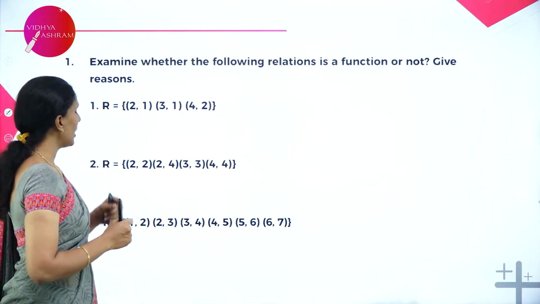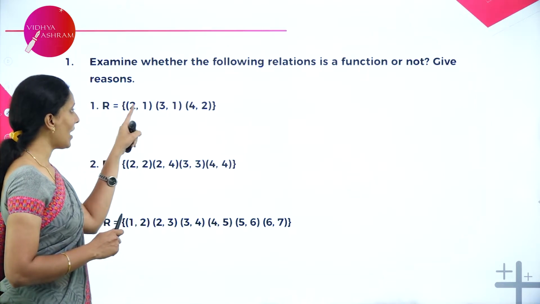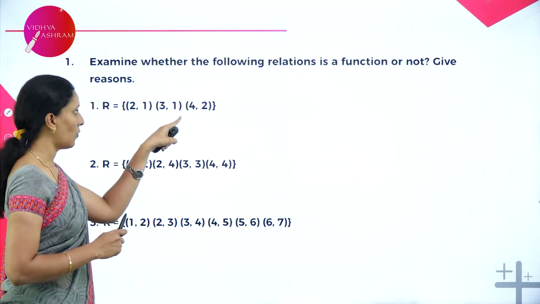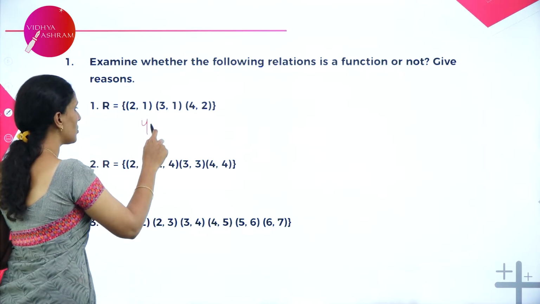So we have the relation set {(2, 1), (3, 1), (4, 2)}. So 2 has one image, 3 has one image, 4 has one image. So therefore it is a function.